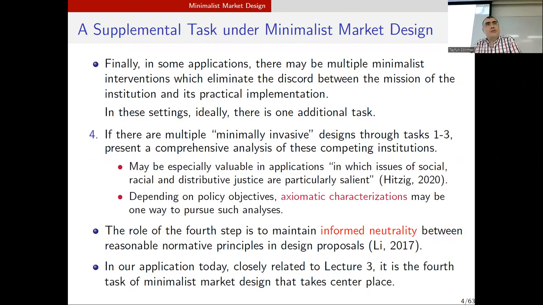So suppose there is an inconsistency between the mission of the institution with the objectives and the existing system, but there are multiple minimalist ways to resolve this. What is our responsibility? Many economists will not bother actually thinking about that. Oh, there's a problem, I'm solving it, that's it. There was an issue, I resolved it. End of story, right? But if we do that, sometimes we might introduce systematic biases in the outcome.